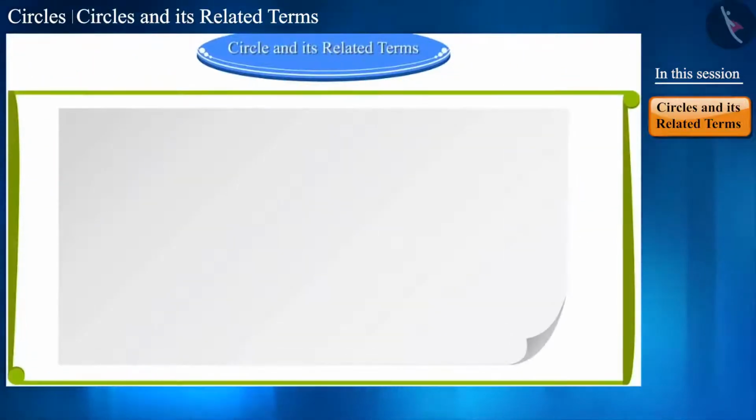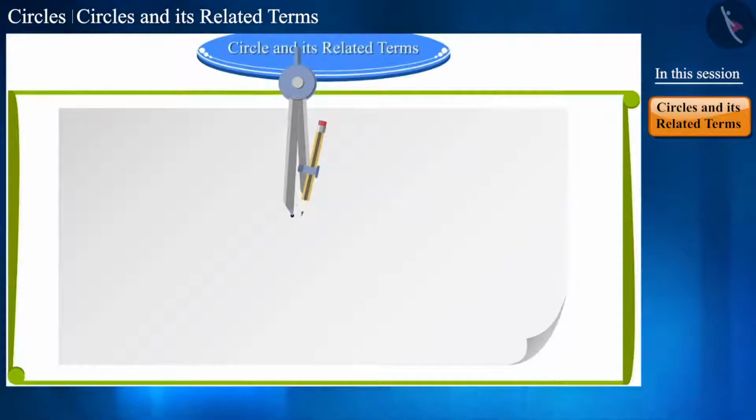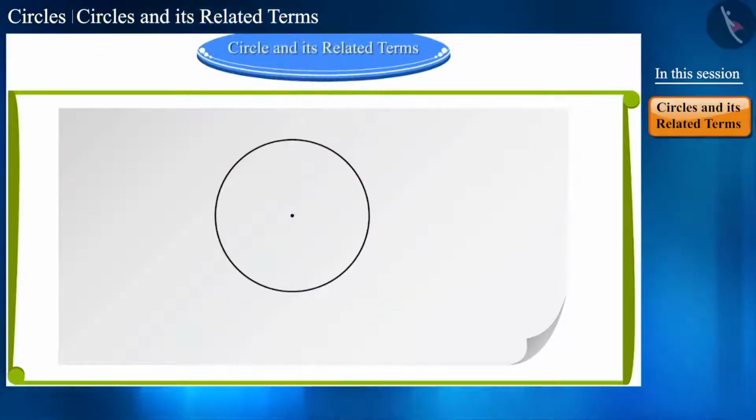Take a paper and fix a pencil in a compass. Now, position its pointed end at one point. Keep its other arm at a steady distance and move it around in a circle once. Friends, you're well acquainted with the shape made on this paper. Yes, this round figure is called a circle.